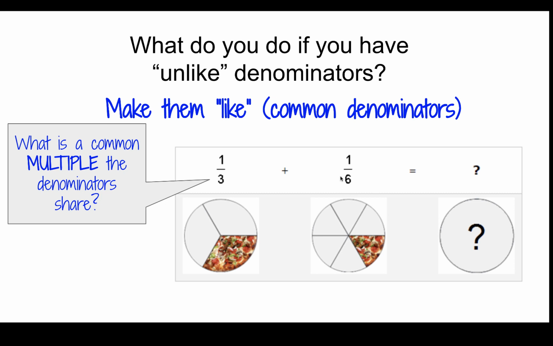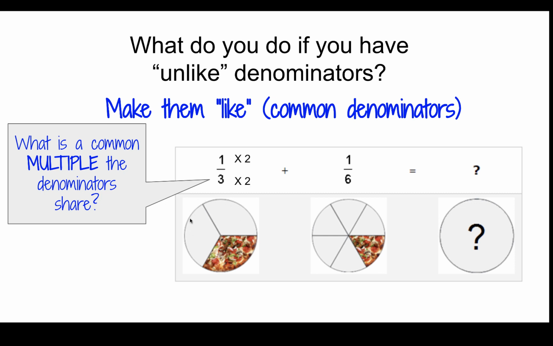And if you ever were stuck, you could just multiply 3 times 6 together, and that would be a multiple that they share. So now, since I know that they share 6, I need to write an equivalent fraction to 1/3. I need to think, what times 3 gives me 6? 2. I need to also multiply my numerator by 2.